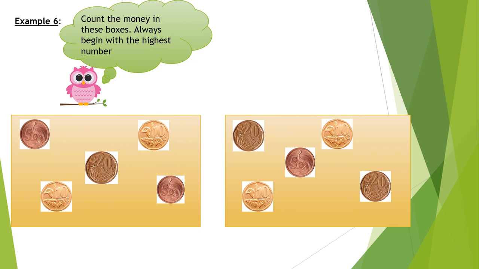In the second box, you can see a 20 cent, 10 cent, 5 cent, 10 cent, and another 20 cent coin. The highest coins are 2 20 cent coins. 20 plus 20 will give you 40, 10 plus 10 will give you 20, plus 5. That's 40 plus 20 is 60, plus 5 is 65 cents.